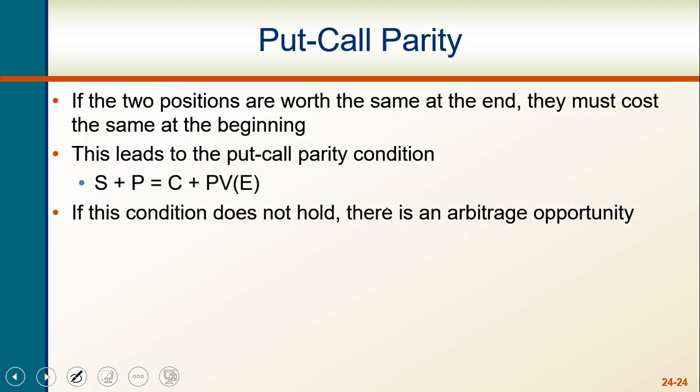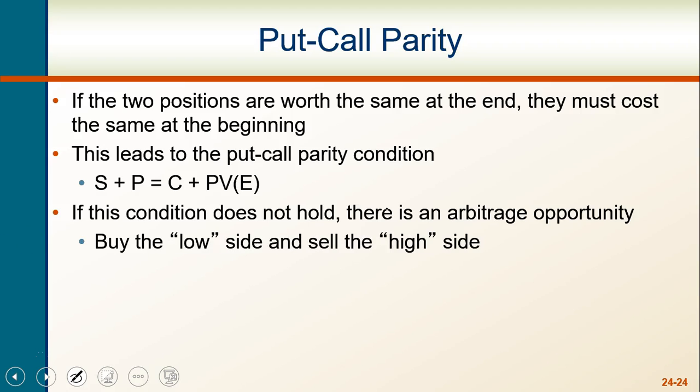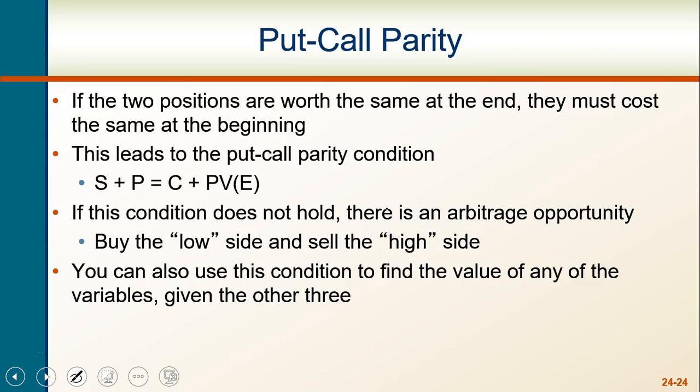So this put call parity condition will obtain, and if it does not hold, then there is going to be an arbitrage opportunity, of course, where we know that arbitrage simply means you buy whatever is cheap and you sell whatever is high. Ladies and gentlemen, we can use the put call parity condition to find the value of any of the variables given the other three variables. You will realize that if you look at the equation, there are four variables. S is 1, P is 2, C is 3, and present value of the exercise price is the fourth variable. So if you know the three variables, you can find the fourth one. So let's take up a little example here.